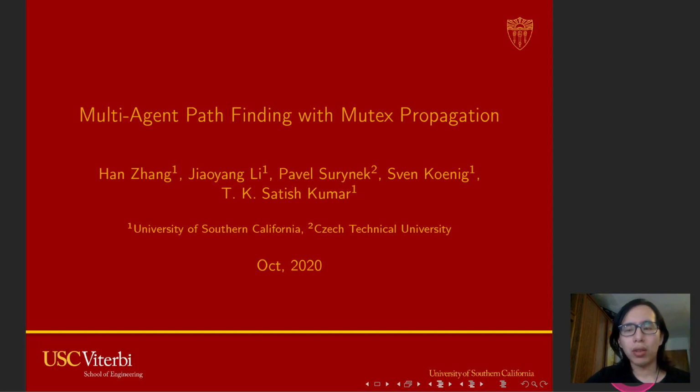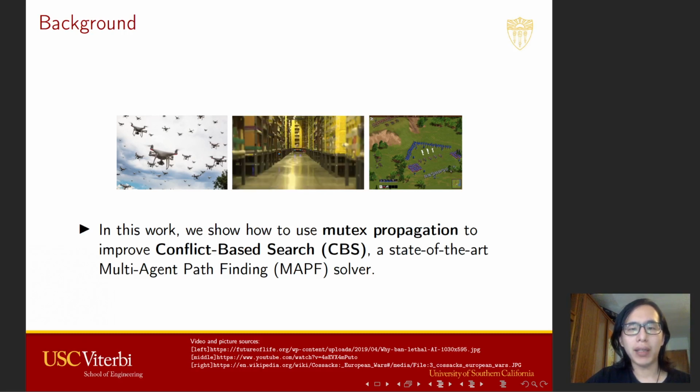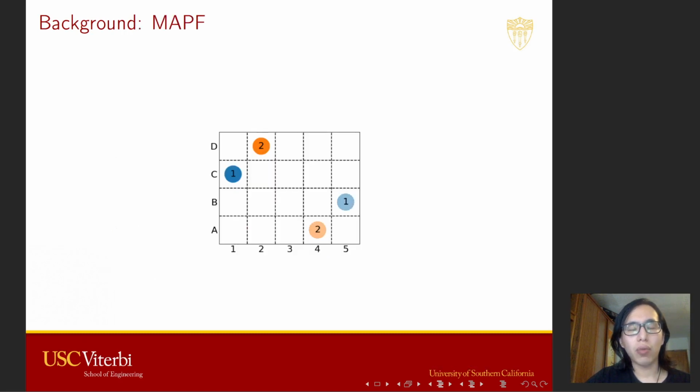Hi everyone, today I'm going to talk about multi-agent pathfinding with mutex propagation. Multi-agent pathfinding, or MAPF, is a widely seen problem in many real-world applications like multi-drone planning systems, automatic warehouses, or game AI. In this work, we show how to use mutex propagation to improve conflict-based search, or CBS, which is a state-of-the-art MAPF algorithm.